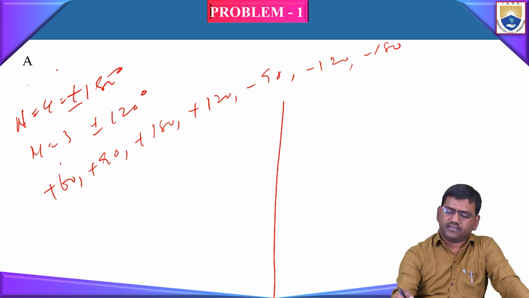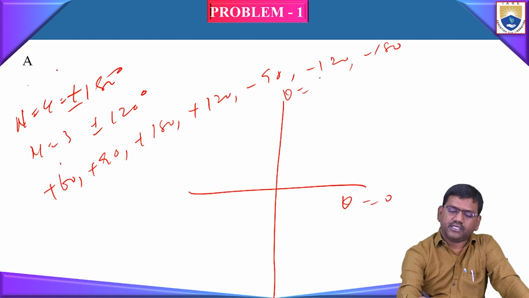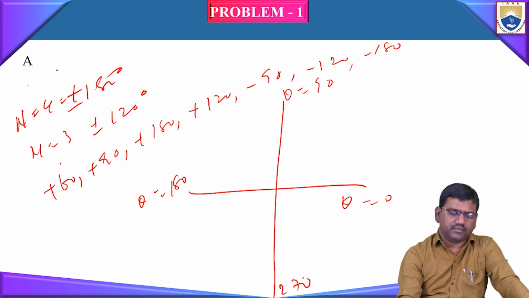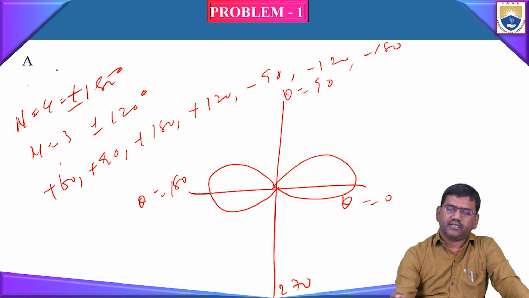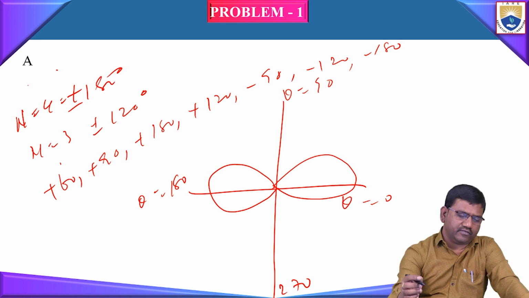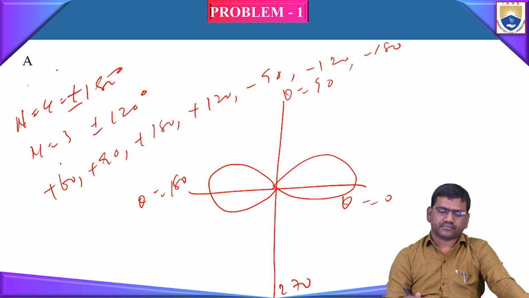This is theta is equal to 0. This is theta is equal to 90. This is theta is equal to 180. This is theta is equal to 270. Our radiation pattern is maximum here along the direction of 0 and 180. Why? Because it is an endfire array. And here we are going to represent the values.